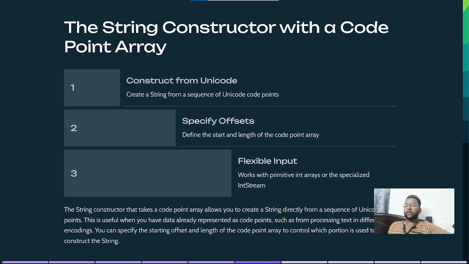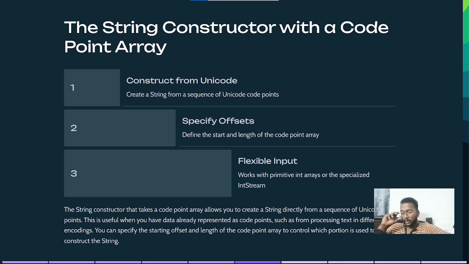Coming to the string constructor with a code point array. Construct from Unicode: creates a string from a sequence of Unicode code points and specific offsets. Define the start and length of the code point array. And flexible input: works with a primitive int array or specialized int stream.